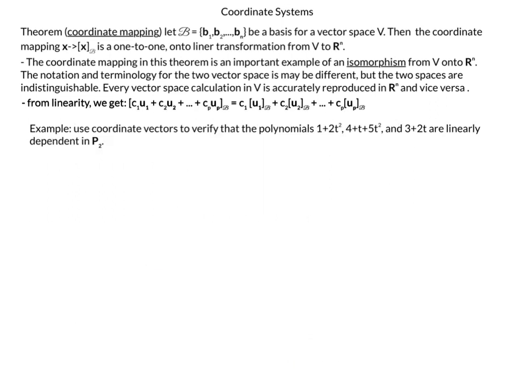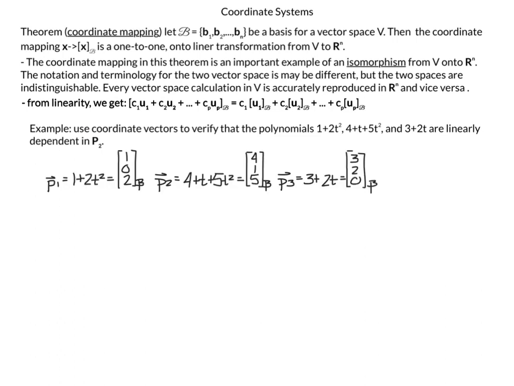Our next example is: use coordinate vectors to verify the polynomials 1 plus 2t squared, 4 plus t plus 5t squared, and 3 plus 2t are linearly dependent in P2. I am going to start by converting these three polynomials into coordinates in the canonical basis for polynomials, which is 1, t, t squared, and there's no t cubed here, so we can stop.